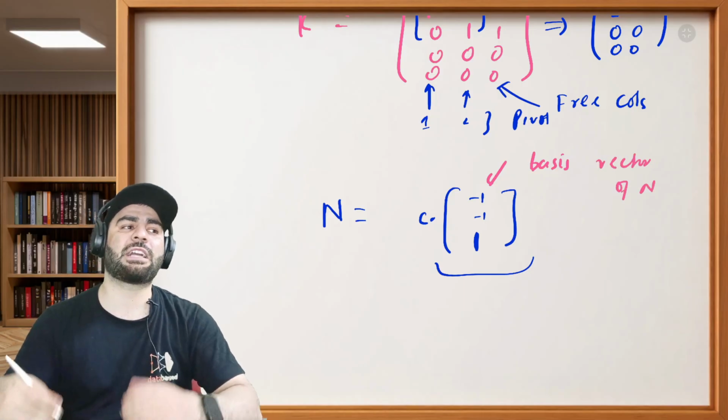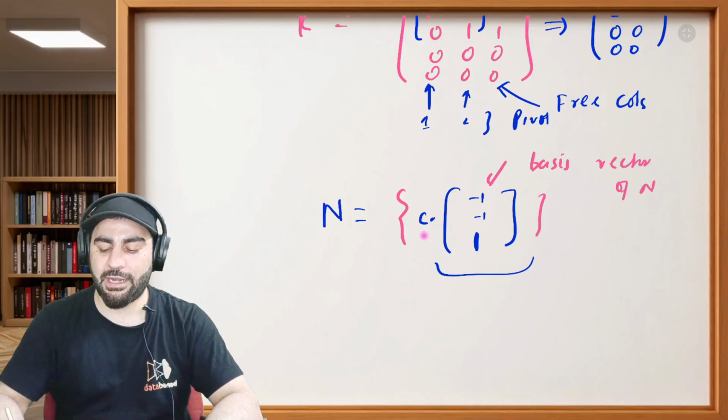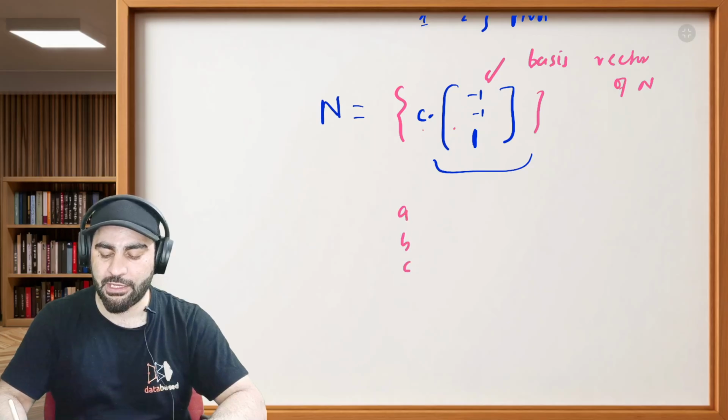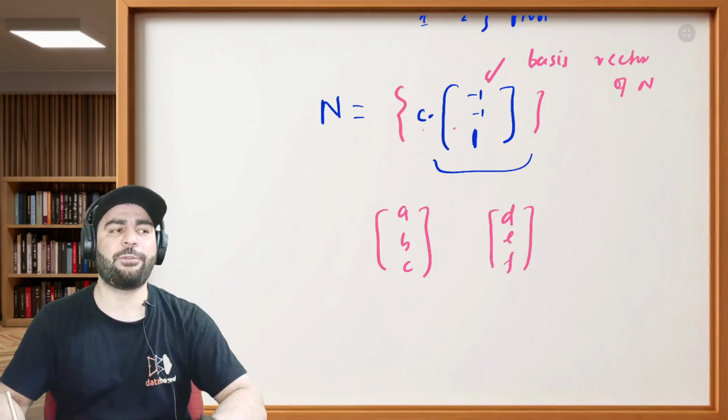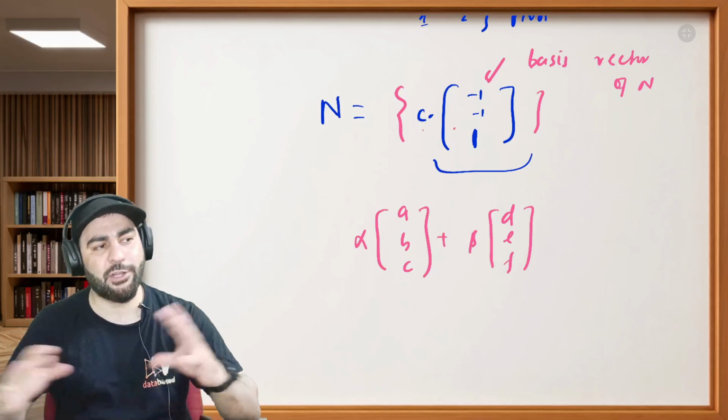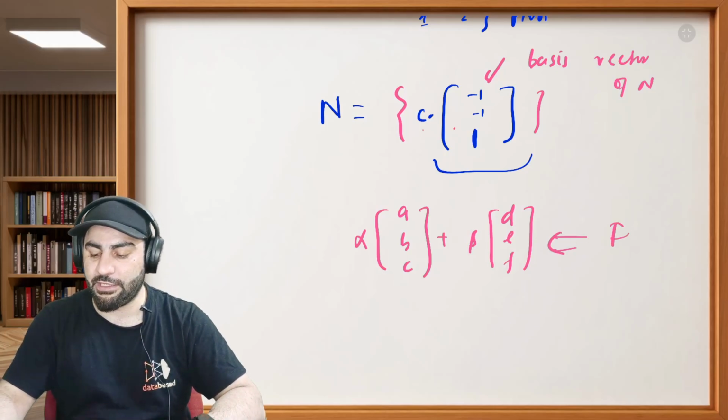But the complete N is this: you multiply the basis vector with c. If you have two basis vectors of a null space, suppose something like a, b, c and d, e, f, then to represent the whole null space you can take alpha of this plus beta of this. You are taking a whole linear combination. This is your full null space.